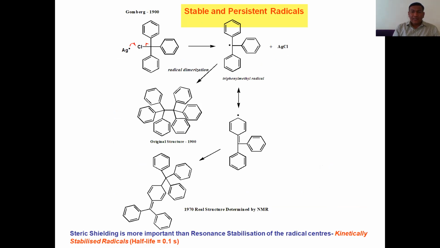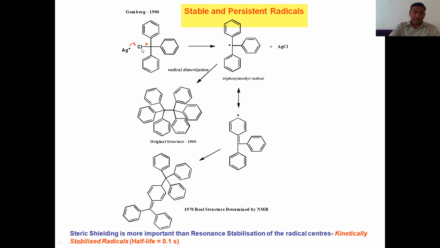Now, which is a stable and persistent radical? See, this is maybe kinetically stable. Stable means kinetically. See, this is the starting material, triphenyl methyl chloride.